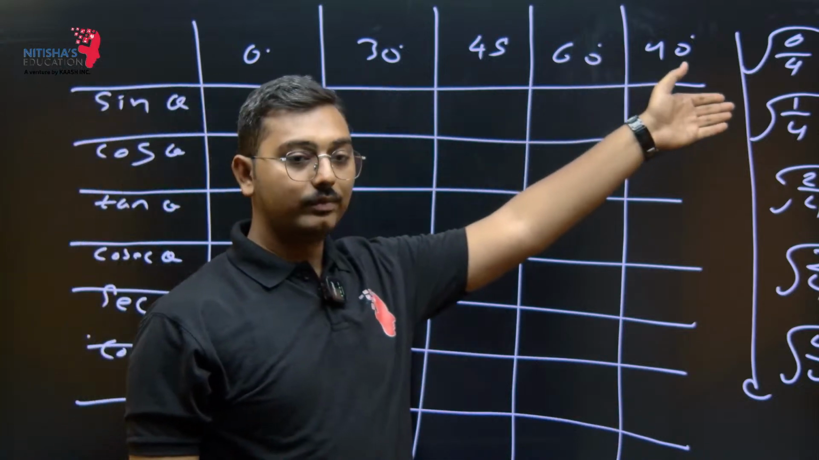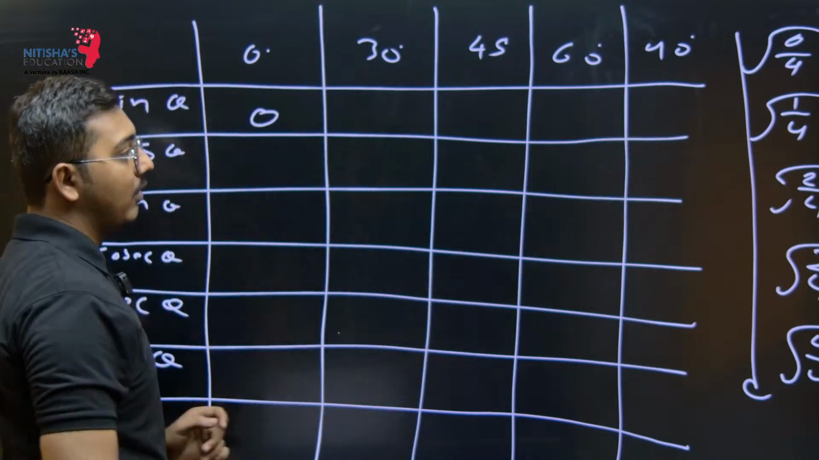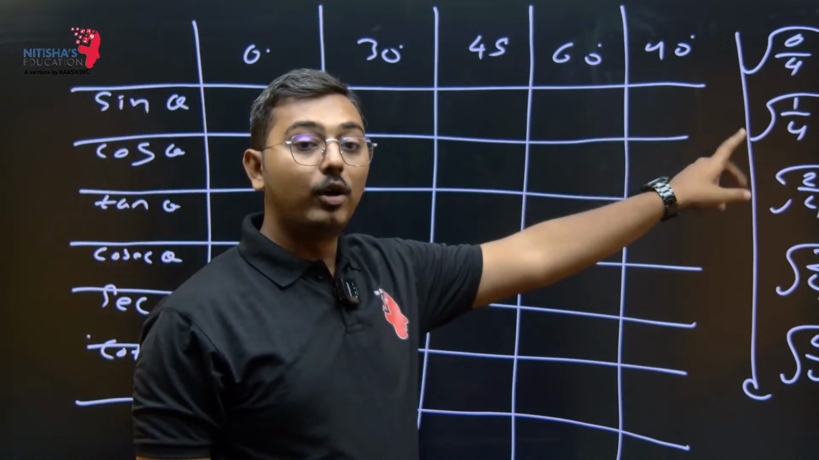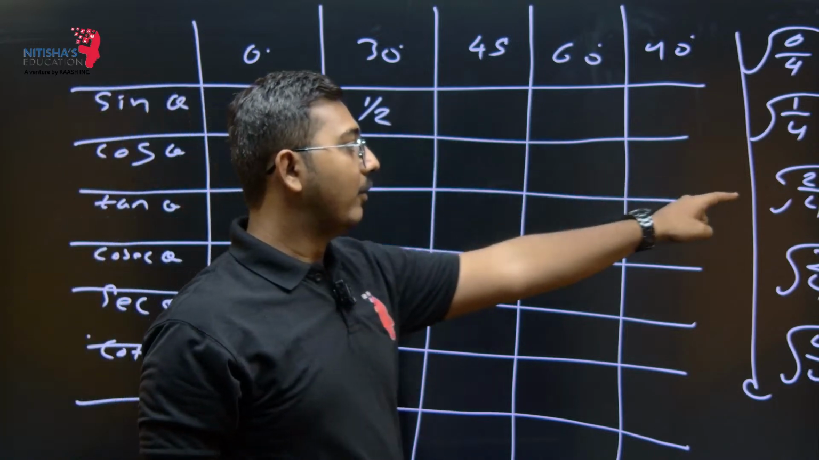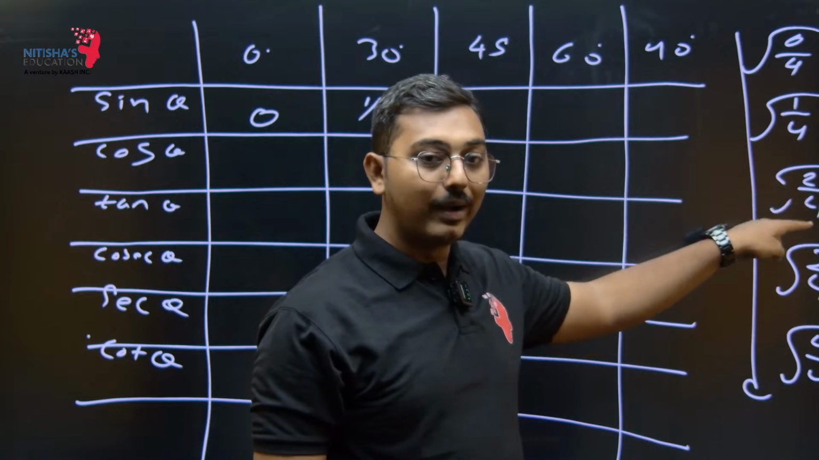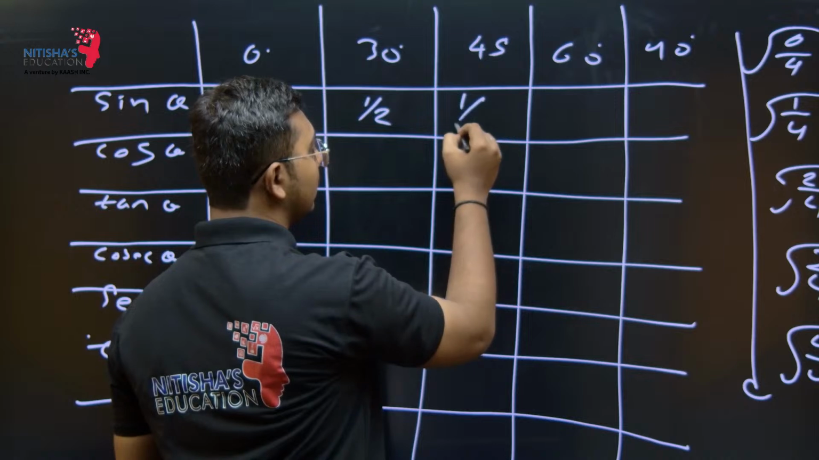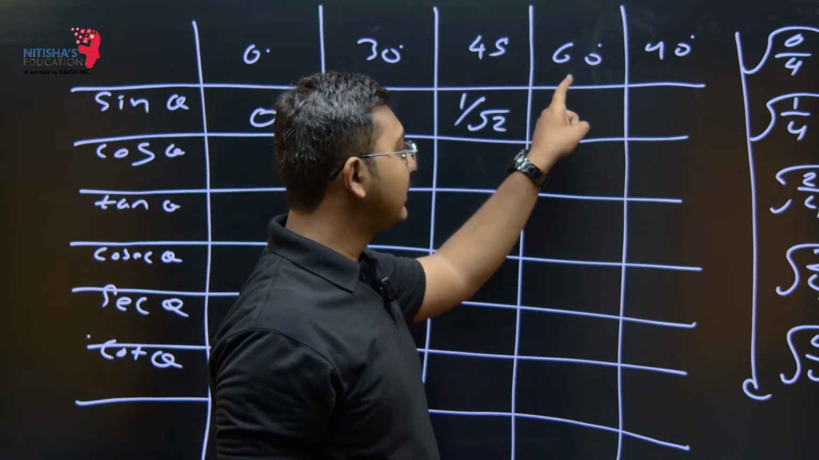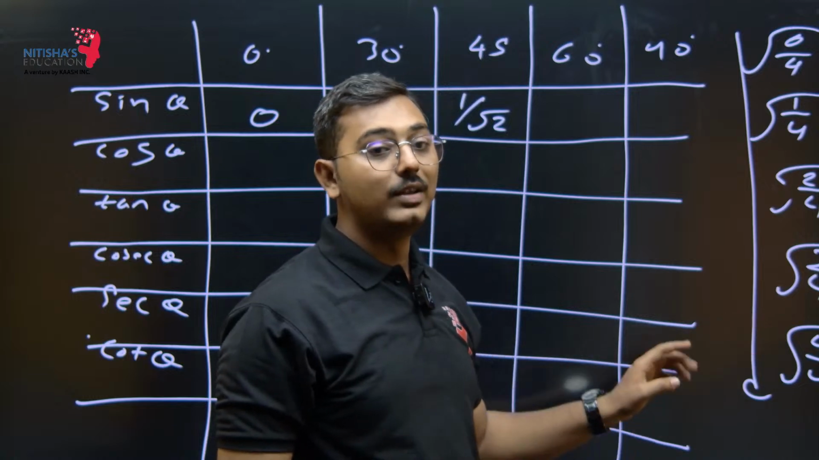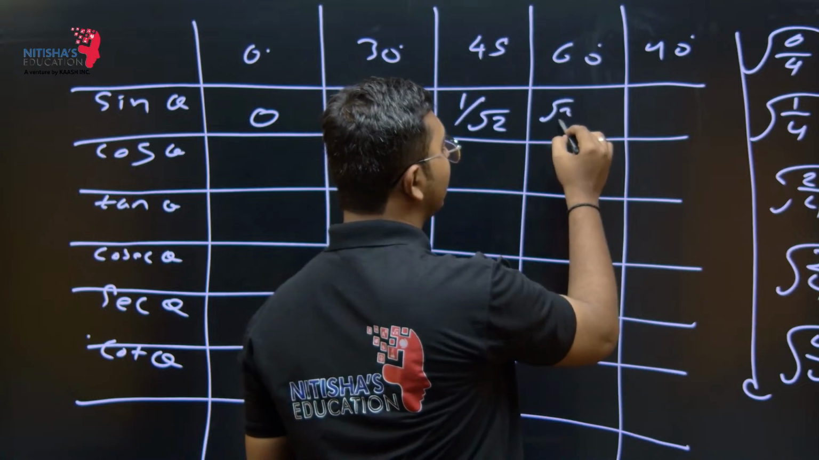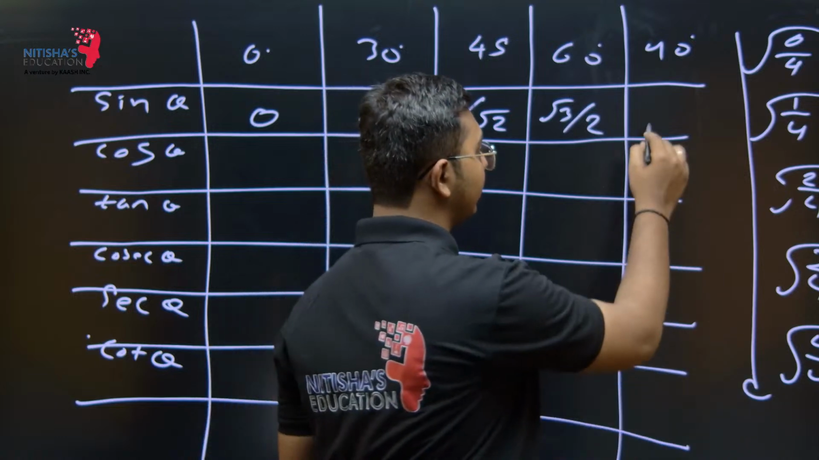What is 0 by 4? It is 0, so under root 0 will be 0 itself. 1 by 4, which is 1 upon 2. Sin 45, 2 by 4 will become 1 upon 2, so 1 upon root 2. Sin 60, root 3 upon 4, which is root 3 by 2. And 90 would be 4 by 4, which is 1.